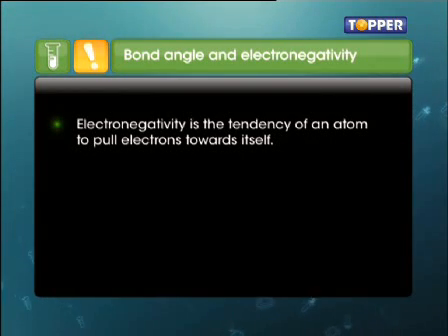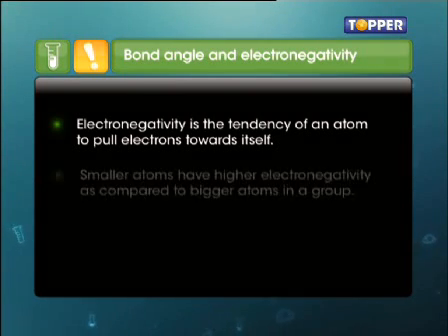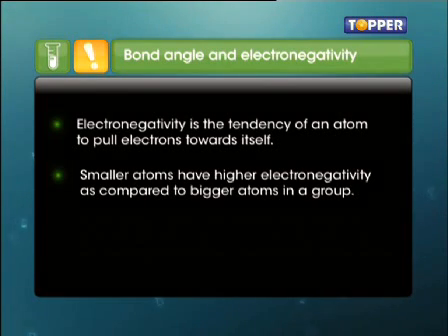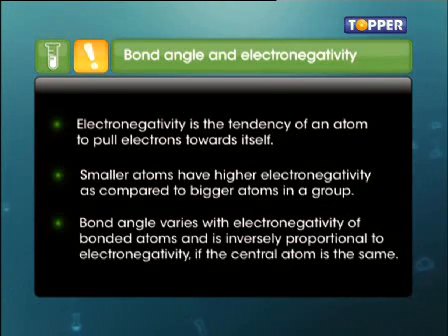The tendency of an atom to pull electrons towards itself is called electronegativity. Smaller atoms have higher electronegativity as compared to bigger atoms. Since bigger atoms form bigger bond angles, hence we can say that lower the electronegativity, bigger will be the bond angle and vice versa. If we were to compare two molecules with the same central atom bonded to atoms with different electronegativities, the bond angle will be more where the electronegativity is lesser.